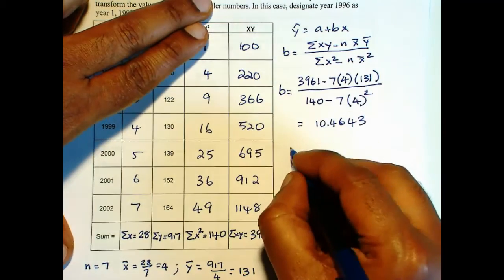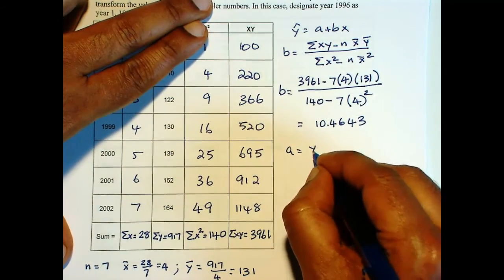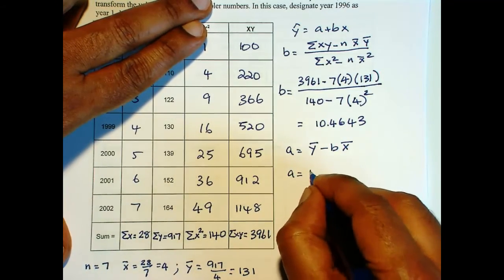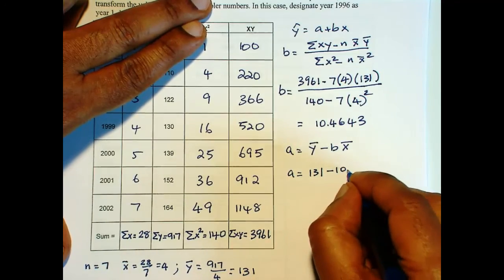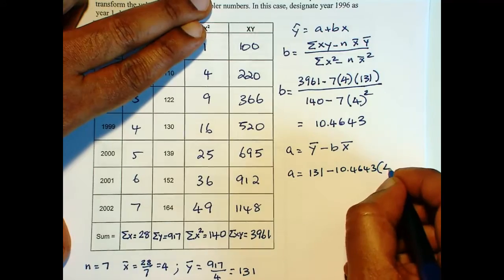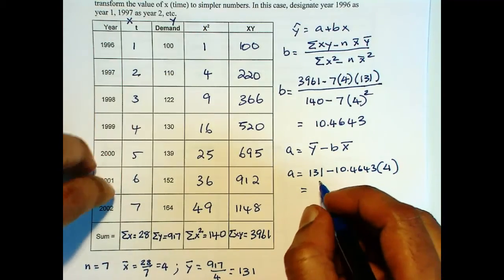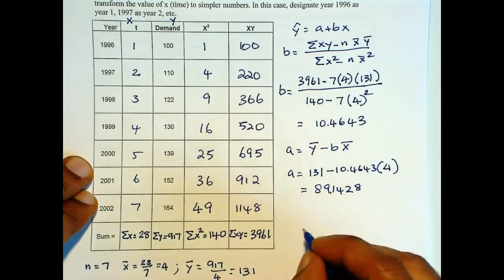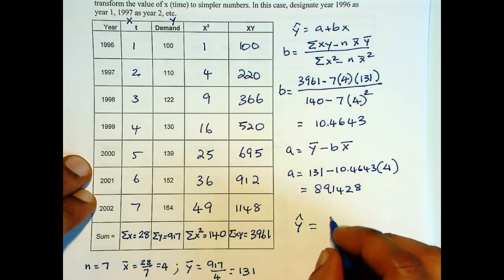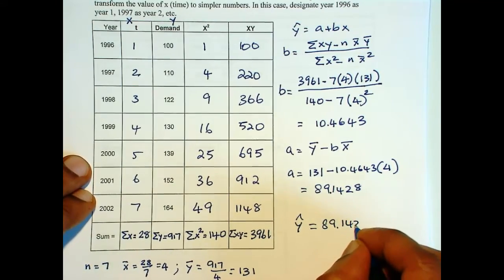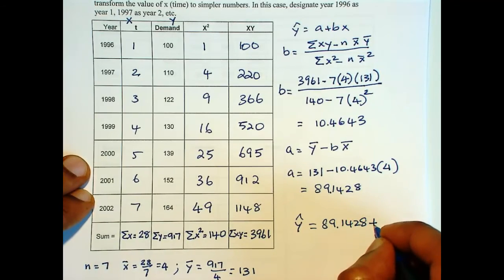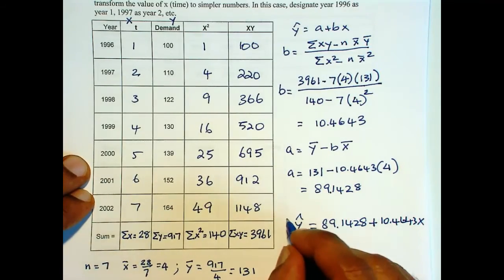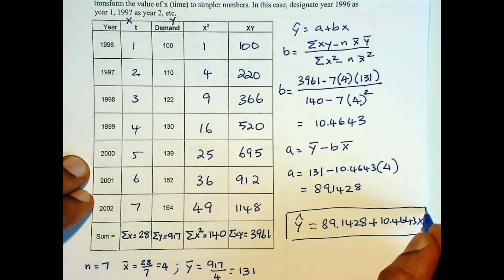And then we find a is y bar minus b times x bar. So that is 131 minus 10.4643 times 4, and that is 89.1428. So y hat is 89.1428 plus 10.4643x. So that is our prediction equation.